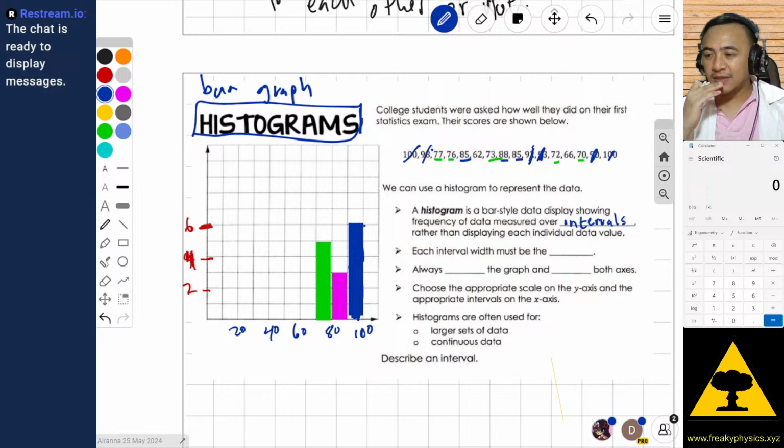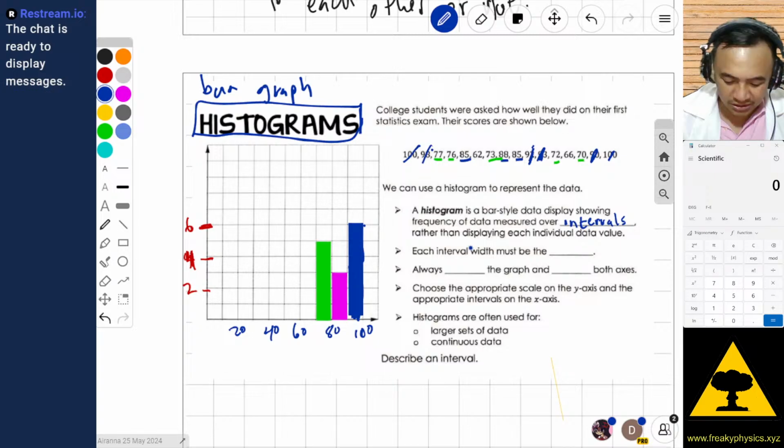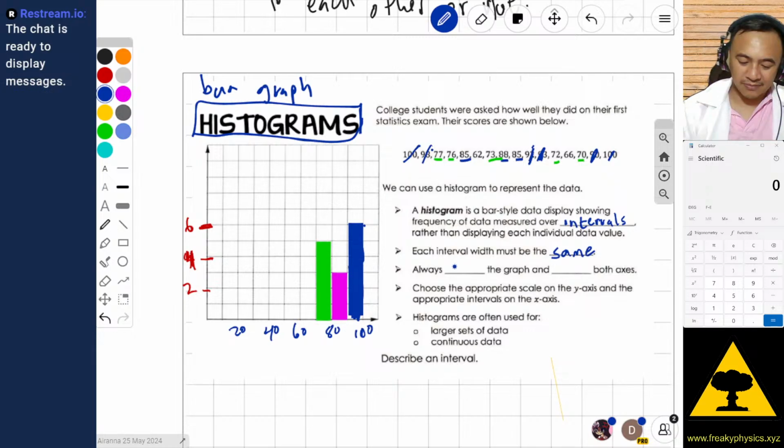From 70 to 79, that's 10 numbers, right? Then from 60 to 69, that's 10 numbers again. And 80 to 89, that's 10 numbers. So in other words, each interval width must be the same. Yes, they must be the same. Can't have anything weird.